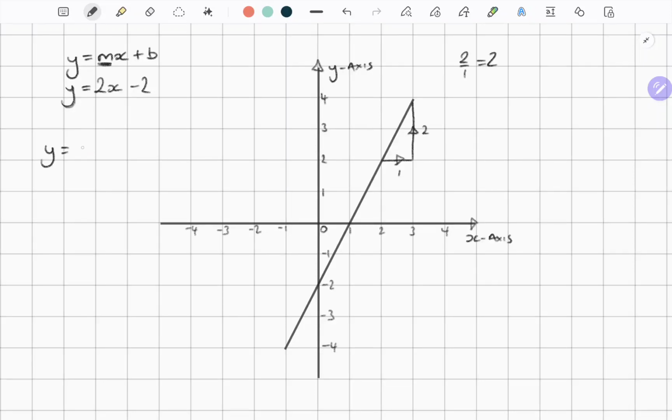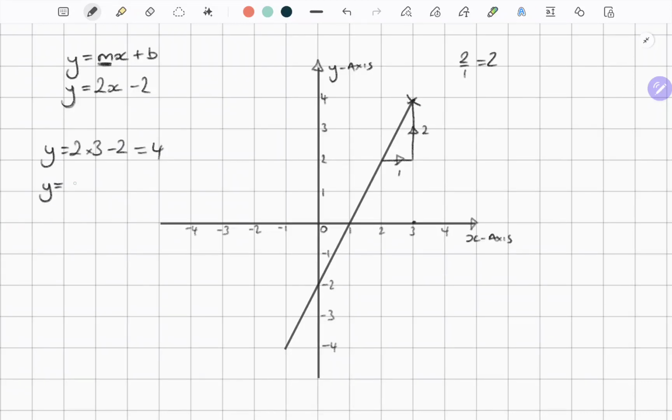So we can say that y is equal to, let's plug some numbers in, let's say 2 times 3 minus 2. So this 3 here we're saying is the x. So that gives us 4. So when x is 3, y is equal to 4. And that is a point on the graph.